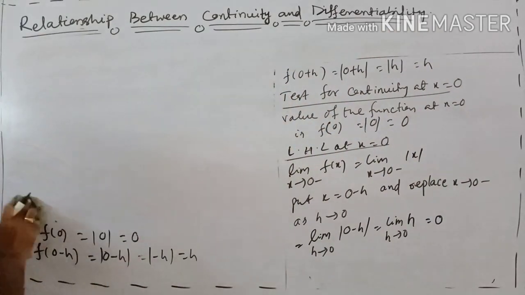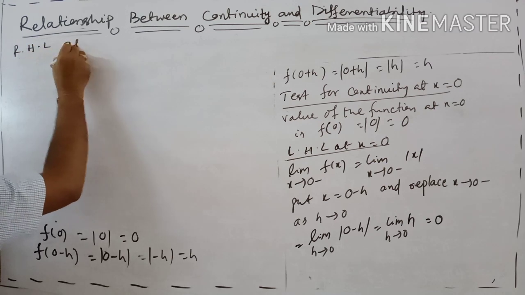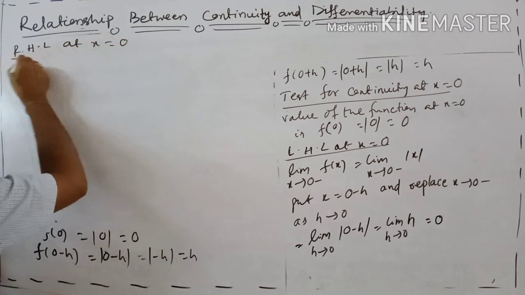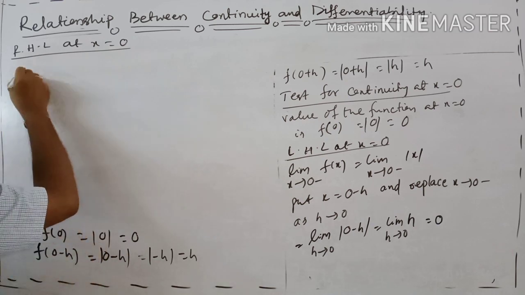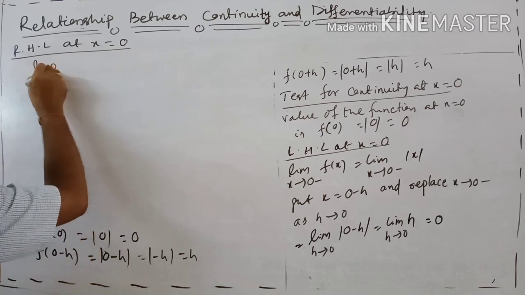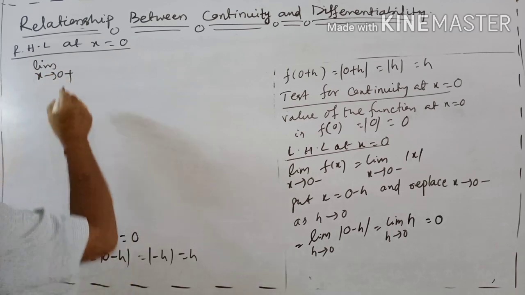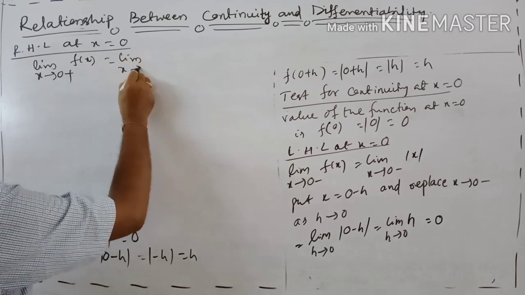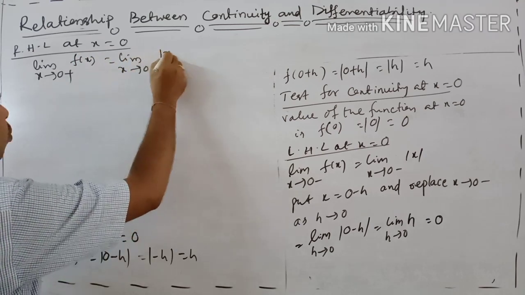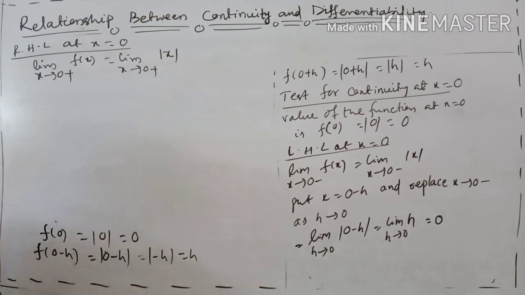RHL at x is equal to 0. Write limit x tends to 0 plus of f(x), which is equal to limit x tends to 0 plus of what? f(x) is mod x.